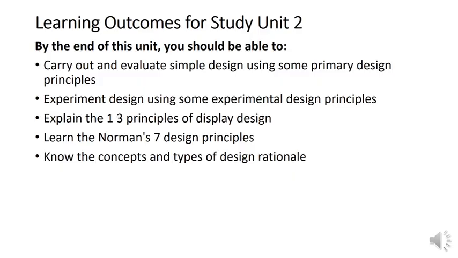The learning outcome of this unit is that by the end of it, the student should be able to carry out and evaluate simple design using some primary design principle, and to experiment with design using the experimental design principle, to be able to explain the 13 principle of display design, and to also learn the normal 7 design principle. Then to know the concept and type of design rationale.